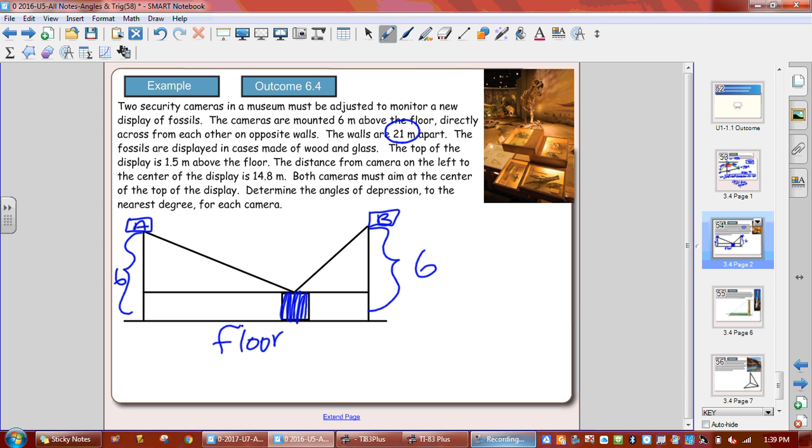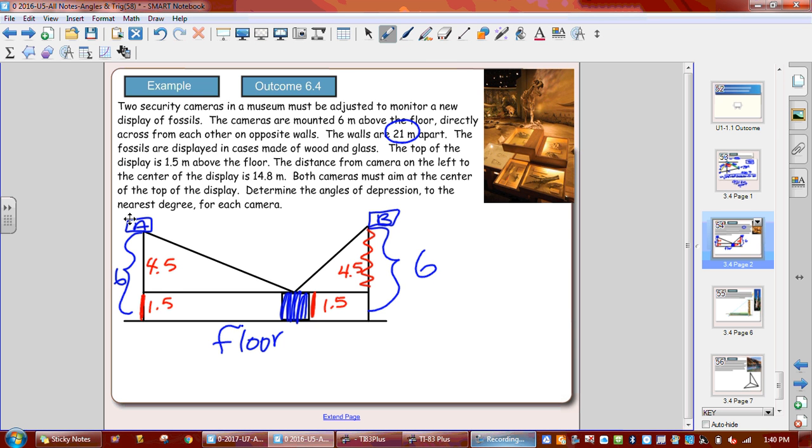Then it tells us the fossils are displayed in cases, and the case is 1.5 meters above the floor. Well, that's telling us that this height right here is 1.5 meters. So we need to know how far would this be then? 4.5, because it has to make a 6. So that's going to be 4.5, and it's going to be the same on the left-hand side, because this is still 1.5. The display case is 1.5 off the ground, which makes this 4.5. Okay, it's total for our 6.